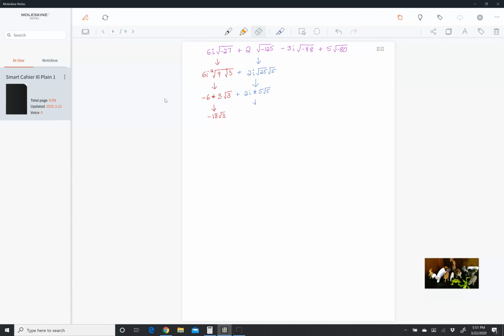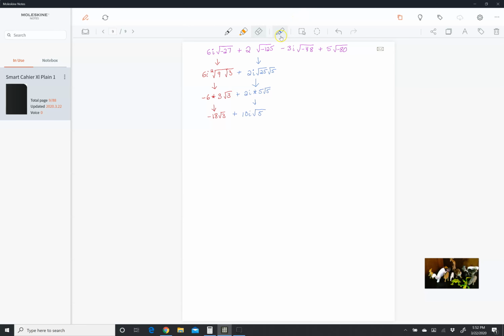Square root of 25 is 5. Be careful here. I've seen a lot of people get a little careless, and they'll say the square root of 25 is 25. So just be very careful that you're actually taking the square root of 25, okay? And then we can just multiply the numbers on the outside. So this becomes 10i root 5.